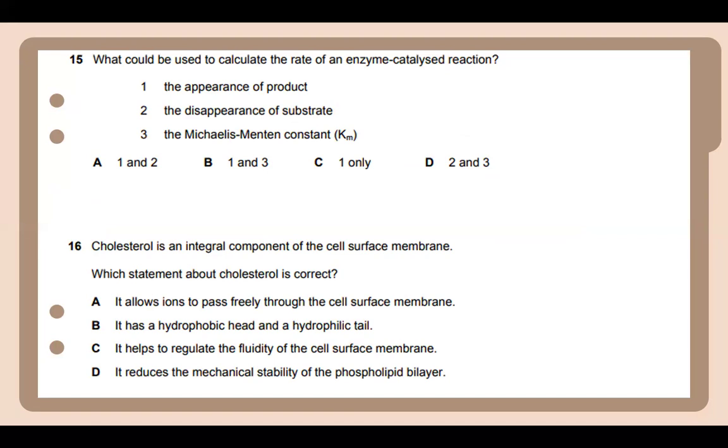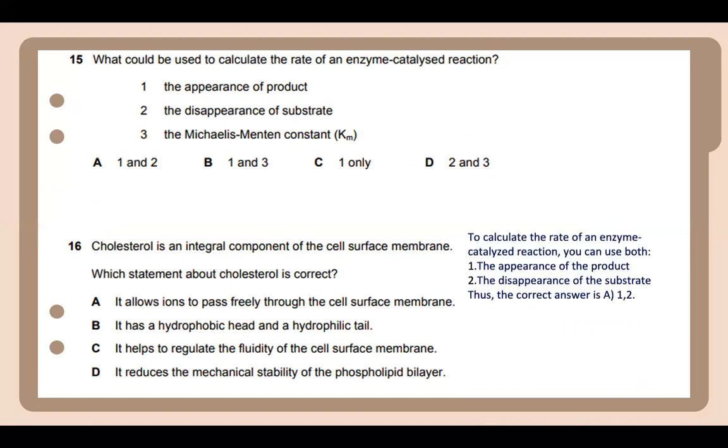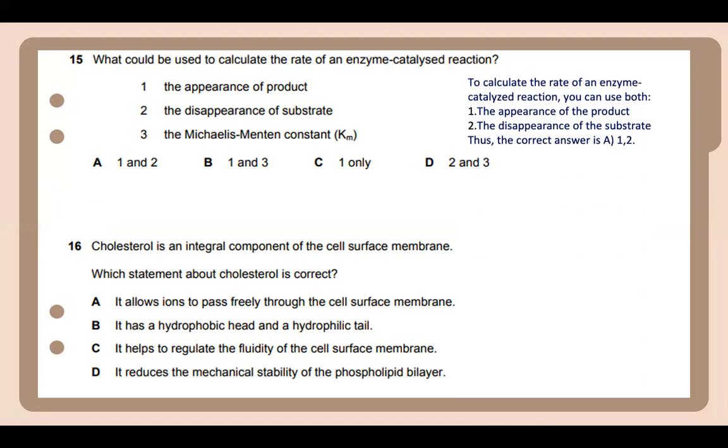What could be used to calculate the rate of an enzyme-catalyzed reaction? To calculate the rate of an enzyme-catalyzed reaction, you have to consider both. One is the appearance of the product, and secondly, the disappearance of the substrate.